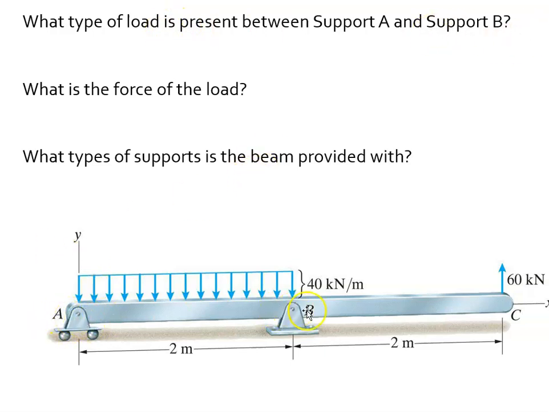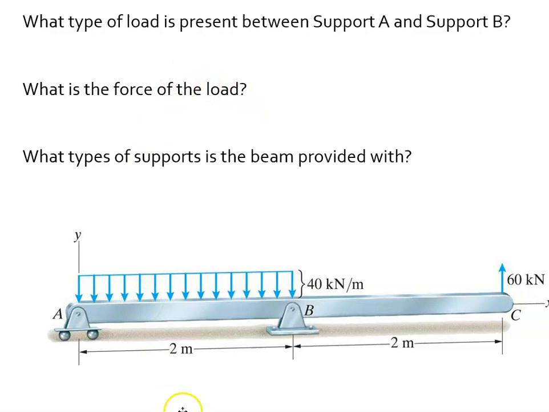Okay, so what type of load is present between supports A and B? So here's support A, here's support B, no support there. I see a distance between A and B. I see a distance between B and C. I see a load coming down here, and I see a load pushing up there. All right, so the type of load present between A and B is a uniform load from here to here. Equal arrows strung together, uniform load.